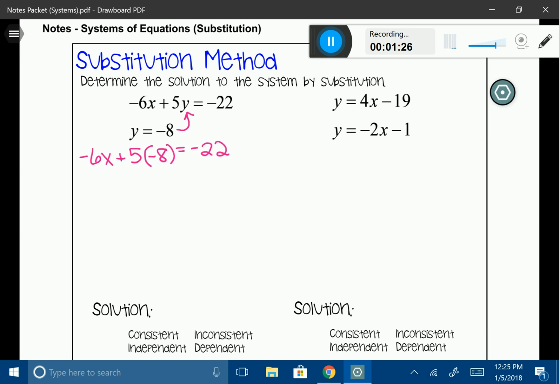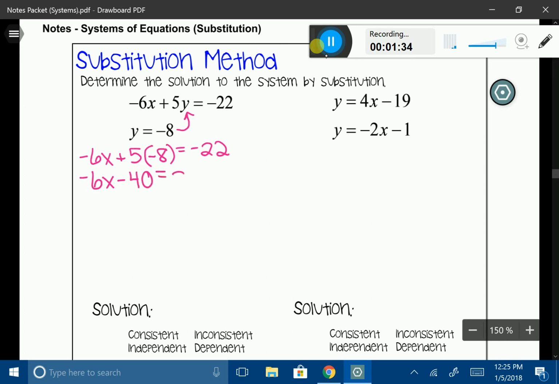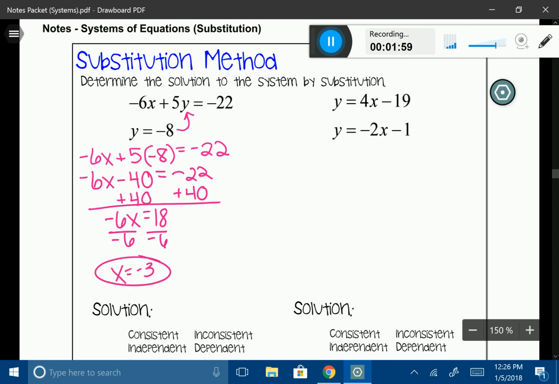Now, let's go ahead and simplify it. -6x minus 40 is equal to -22. Now, you can see that we don't have a y to work with anymore. It's just kind of like the second half of solving every other system. You're trying to eliminate one of those variables, which we did. So, -6x is equal to 18. And if I divide both sides by -6, that's going to give me x is equal to -3. And so now you have the x of your solution.